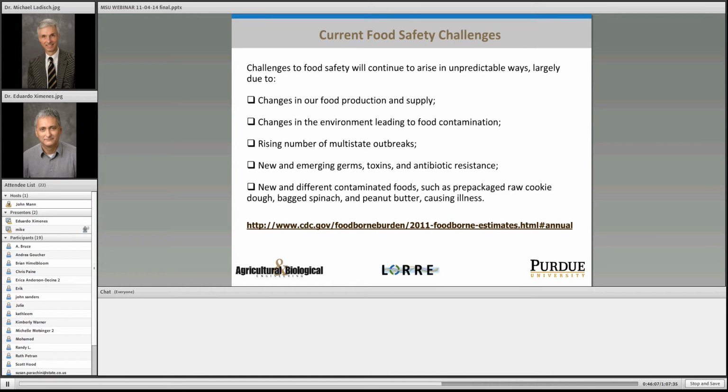So these are all areas that need to be addressed and will require eventually rapid detection methods, as well as, more importantly, methods in the production and the supply chain that will minimize the risk of contamination.